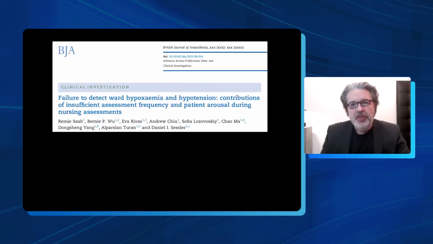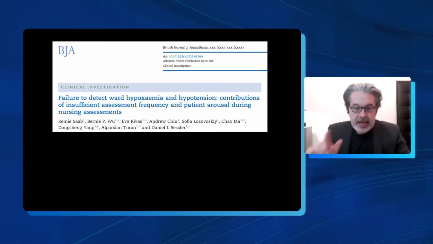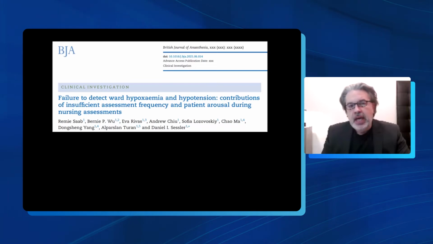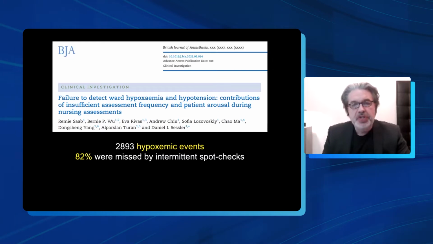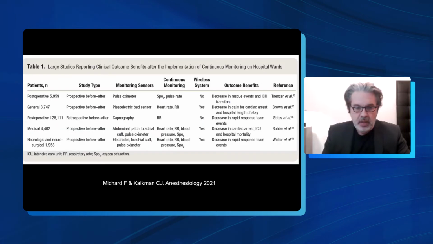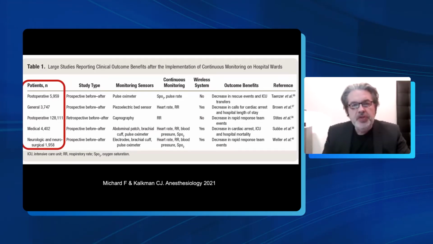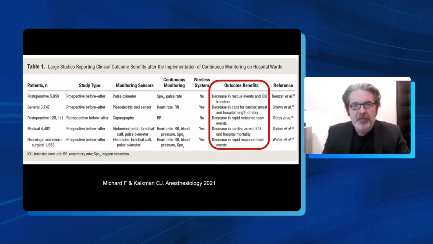We know from recent studies that because of the intermittent nature of spot checks, nurses may miss a significant proportion of adverse events. In this study, coming from the Cleveland Clinic, nurses were spot checking vital signs every 4 hours and missed 82% of hypoxemic events and 79% of hypotensive events. In addition, we already know from large clinical before-after implementation studies that continuous monitoring on the wards may be associated with a significant decrease in the number of rescue interventions and in the number of ICU admissions.